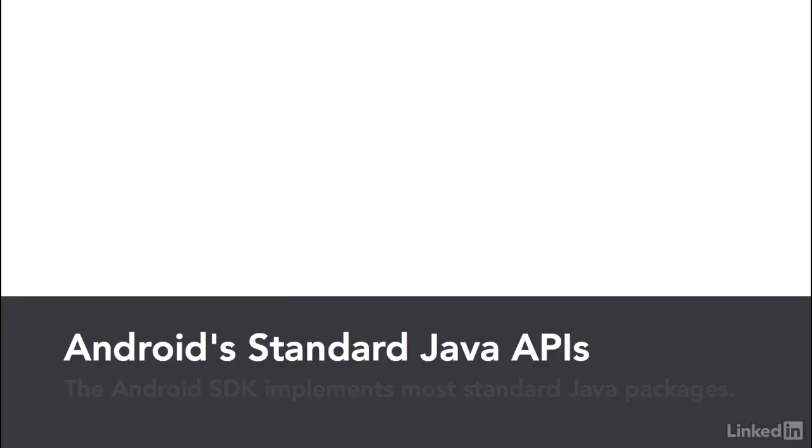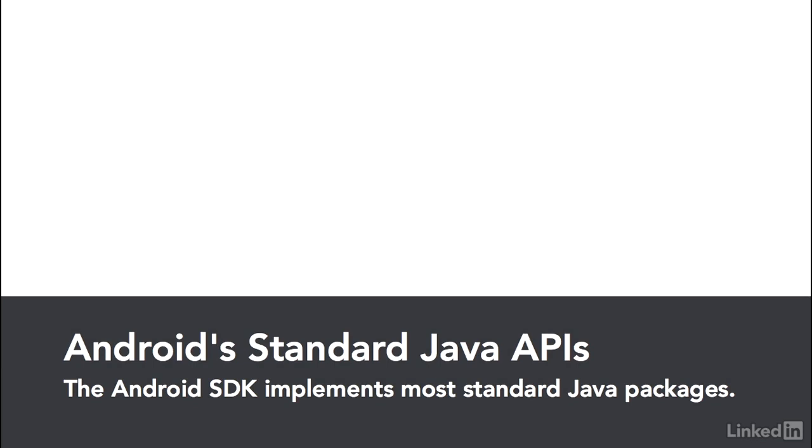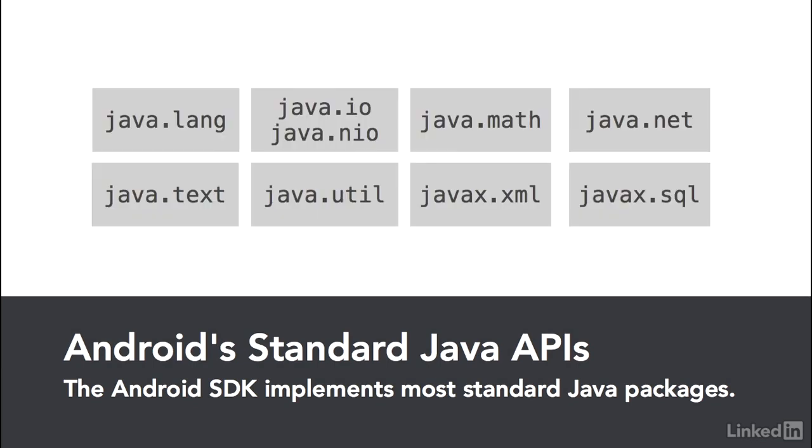Many of Java's standard APIs are implemented in the Android SDK. For example, everything in java.lang is there, and most everything in Java I/O and NIO, Java Math, java.net, and so on are all a part of the Android SDK. But again, this doesn't mean everything is available. You just need to look at the docs to find out whether something is available in Android.